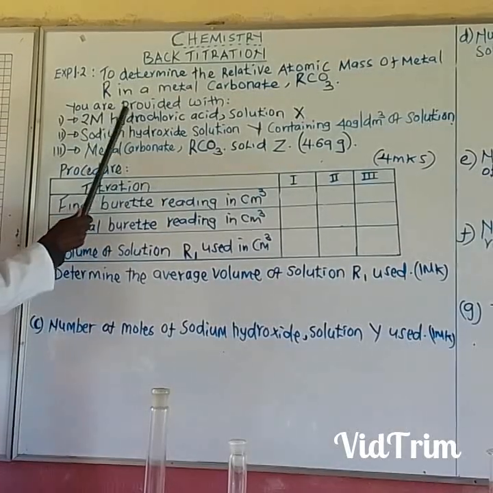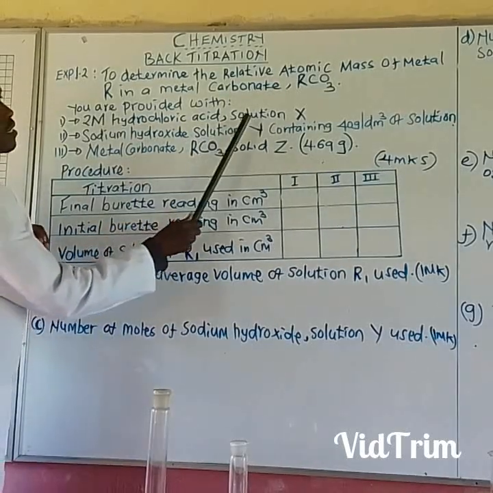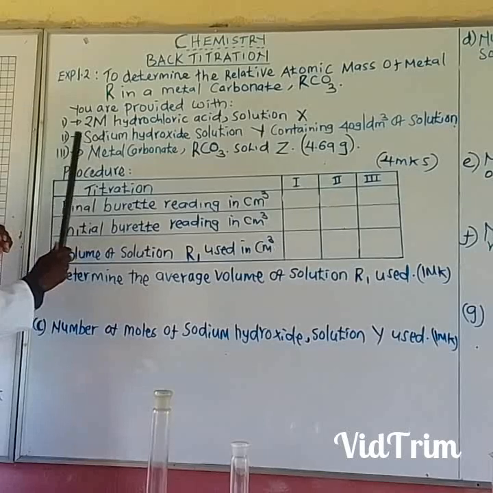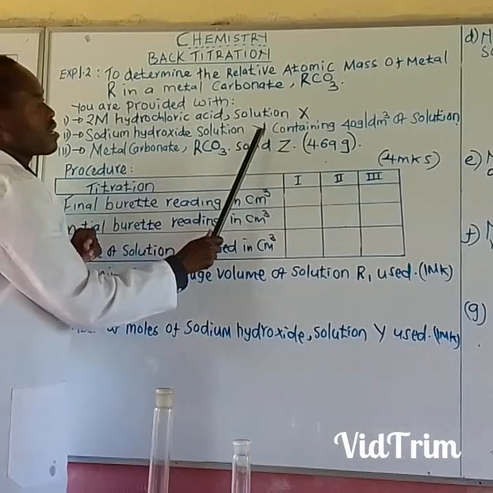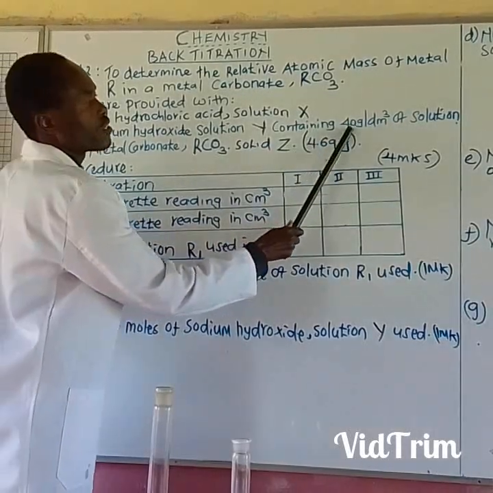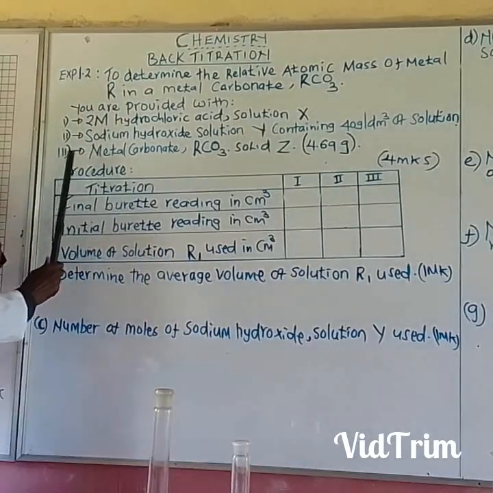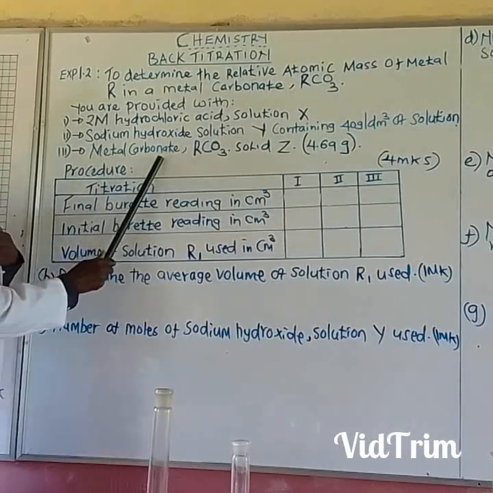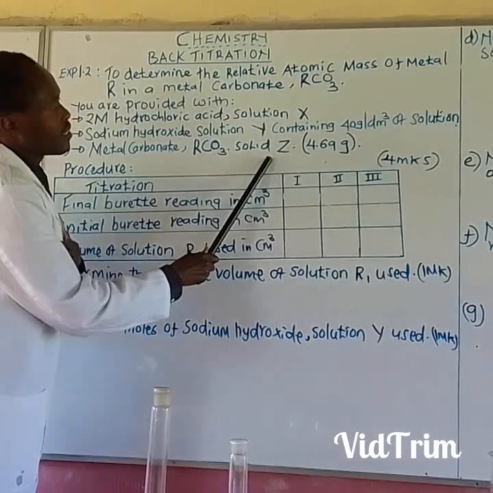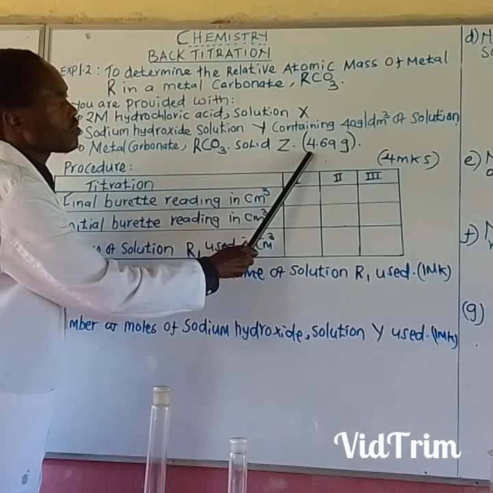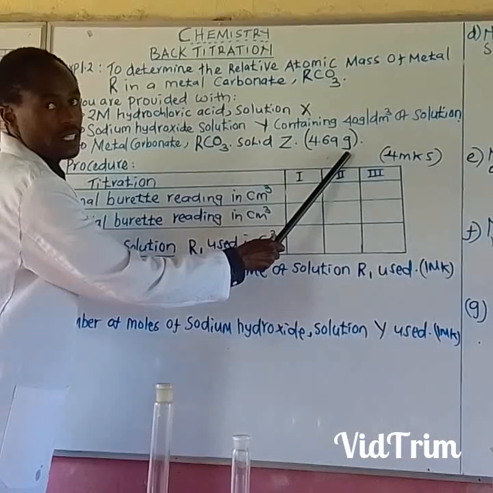So you are provided with 2 molar hydrochloric acid labeled as solution X, number 2, sodium hydroxide solution Y. And this sodium hydroxide solution Y contains 40 grams per liter of solution. Is it okay? Then we have number 3, a metal carbonate, that is R carbonate, and this one is labeled as solid Z. And the mass of this solid Z is 4.69 grams.